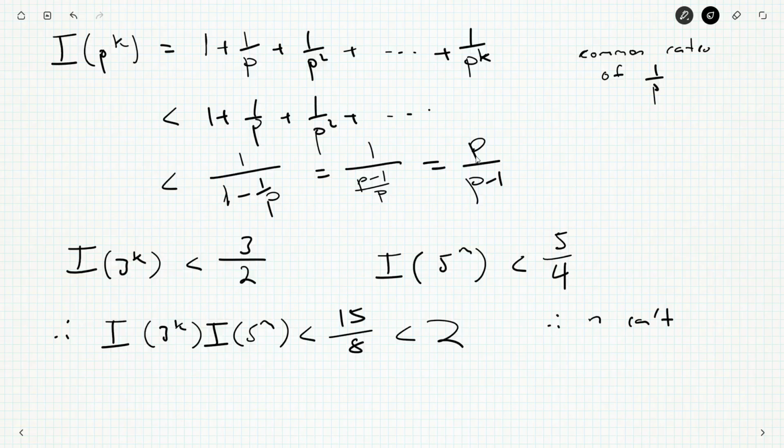So, n can't have 2 primes for its factors. So this is working out so much better. Okay, so I can't have 2 primes for its factors. How about 3? How about 3 prime factors?